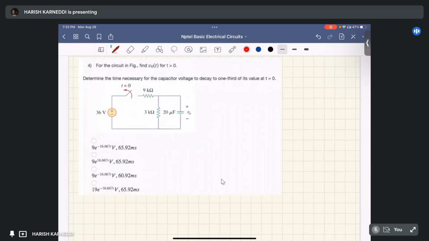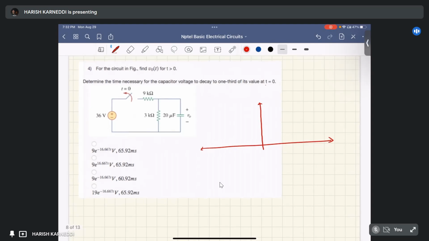The fourth question is: determine the time necessary for the capacitor voltage to decay to one third of its value at t equal to 0. The circuit is almost the same as the previous. However, the values are different, but the circuit is the same. What he asked is, what is the response of the capacitor voltage? The capacitor voltage is initially the same as the previous. I am not representing any values, I am just drawing this plot.